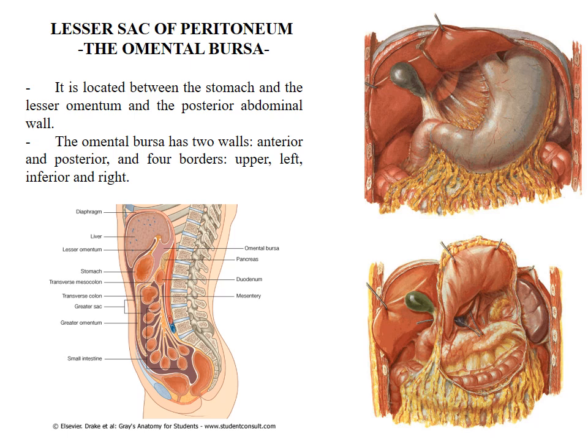The omental bursa has two walls, anterior and posterior. It has four borders: superior, inferior, right and left.